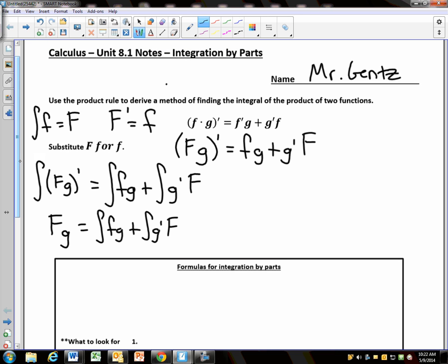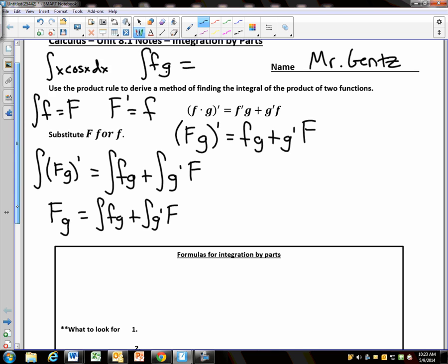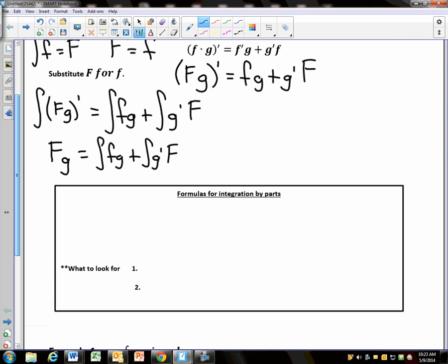Remember when I started out, this was the whole problem, you guys. We want to find the integral of x cosine of x dx. Well, isn't that just a fancy way of saying we're trying to find the integral of some function f times some function g? We want to find a rule for that, right? Well, I've got that right here, don't I? So this is what I want to solve for. I can solve for this by subtracting that over to the other side. I get big F times g minus the integral of g prime F is equal to the integral of the two functions multiplied together.